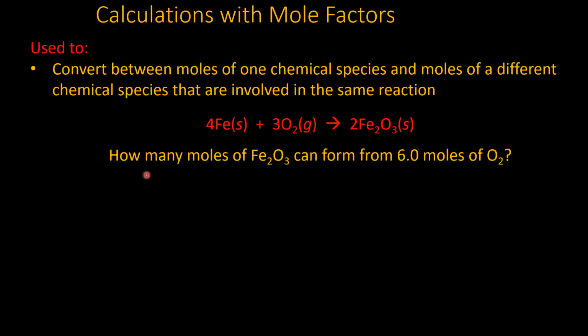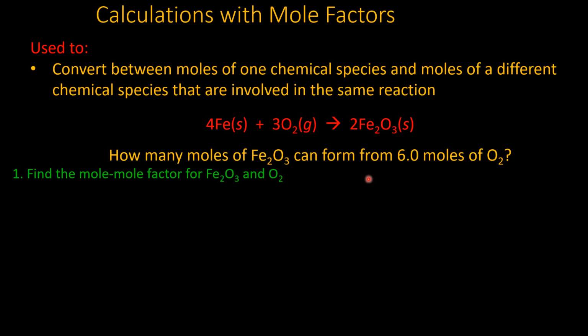So a question might say, well, how many moles of iron 3 oxide can form from 6 moles of oxygen? So what am I given here? Let's see. I'm given the 6 moles of oxygen to start with. And I guess I could look at it as if I'm given the balanced equation, although more likely for you, you'll be given an unbalanced equation. You'll have to actually balance it first. So we'll find this ratio, this molar ratio between the two.